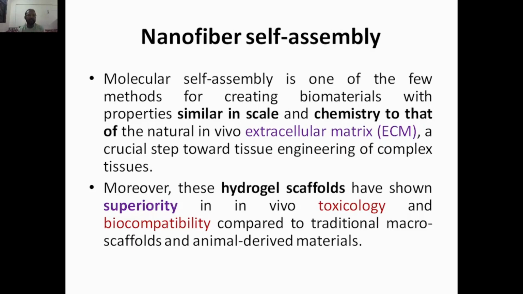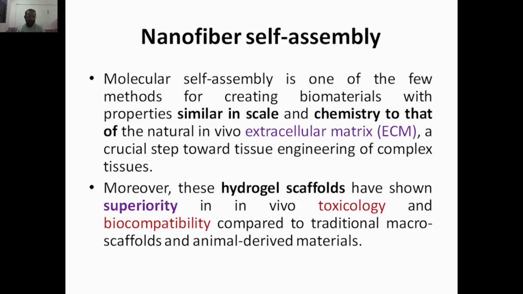So molecular self-assembly is one of the few methods for creating biomaterials with properties similar in scale and chemistry to that of the natural in vivo ECM. That means it will have properties similar to the natural ECM, a crucial step towards tissue engineering of complex tissue. In order to get the natural in vivo extracellular matrix properties, we can use nanofiber self-assembly so that we get exactly a replica of the ECM.